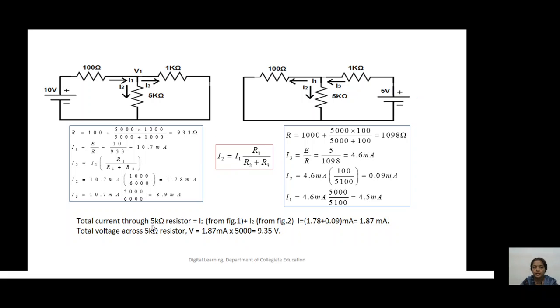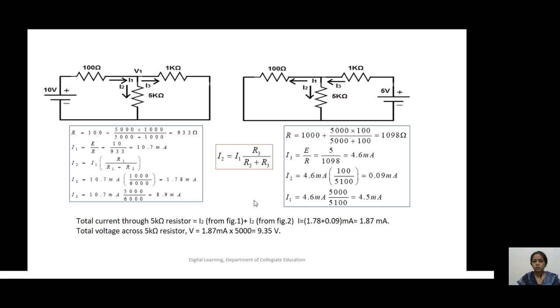Now to find the total current and total voltage. Suppose we want to know the total current through 5 kilo ohm, then current from the first figure plus current from the second figure is added to get the total current. This is the current that is present when both the sources are there in the circuit. Total voltage across the 5 kilo ohm resistor is V is equal to total current into the resistance, which will give you 9.35 volts.